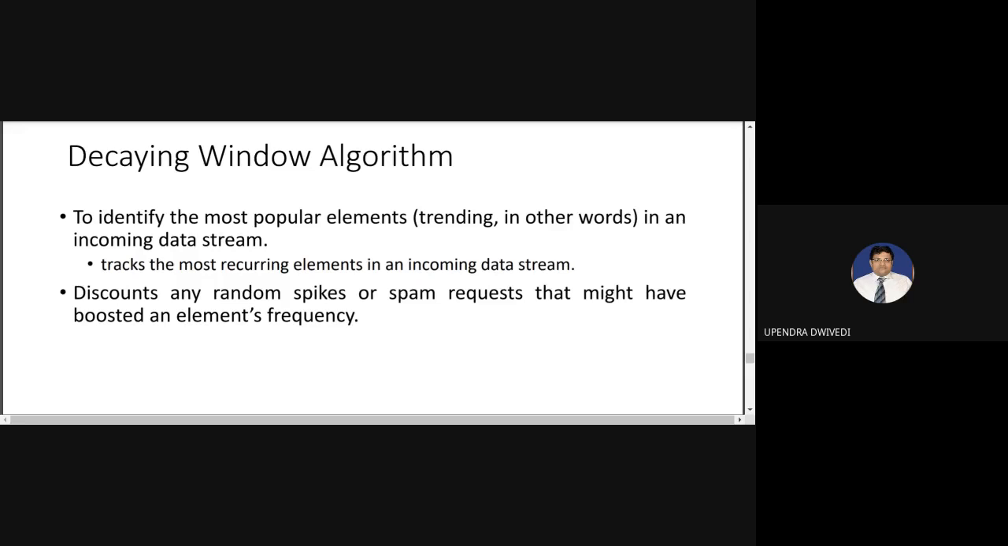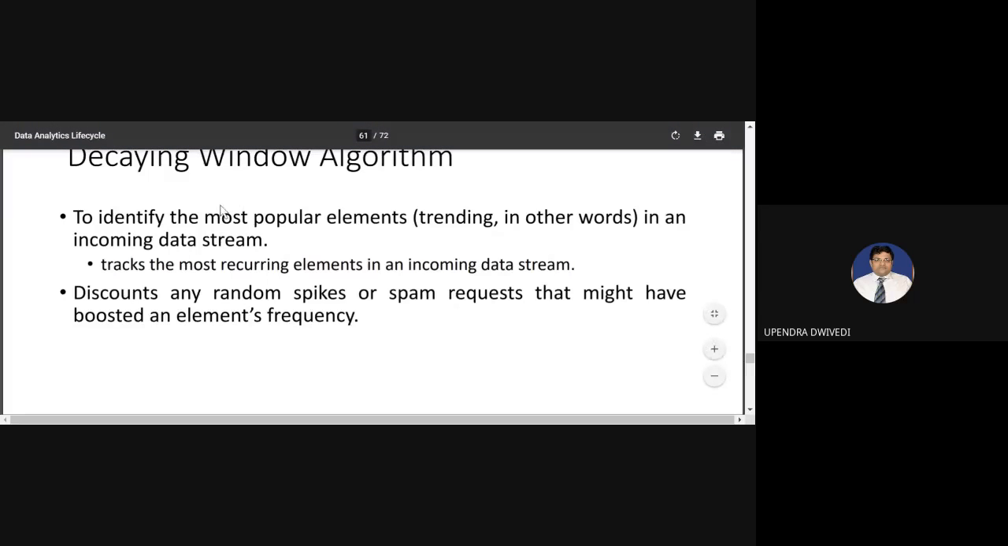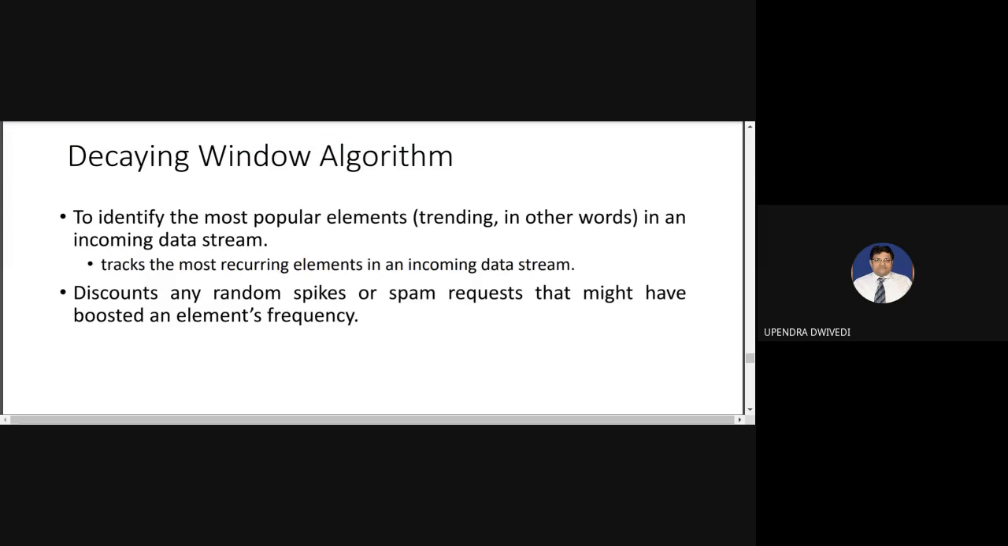Earlier we discussed estimating the moments of a data stream. Why do we estimate the moment of a data stream? Because we find out which item is being requested by users the most, so that we can make the necessary arrangements for it. When we are dealing with the decaying window algorithm, we'll discount any element which has more access by users if it is represented as a spike or a spam request. So we can discount that, so that we get a better estimation of frequency movement. Now, next.